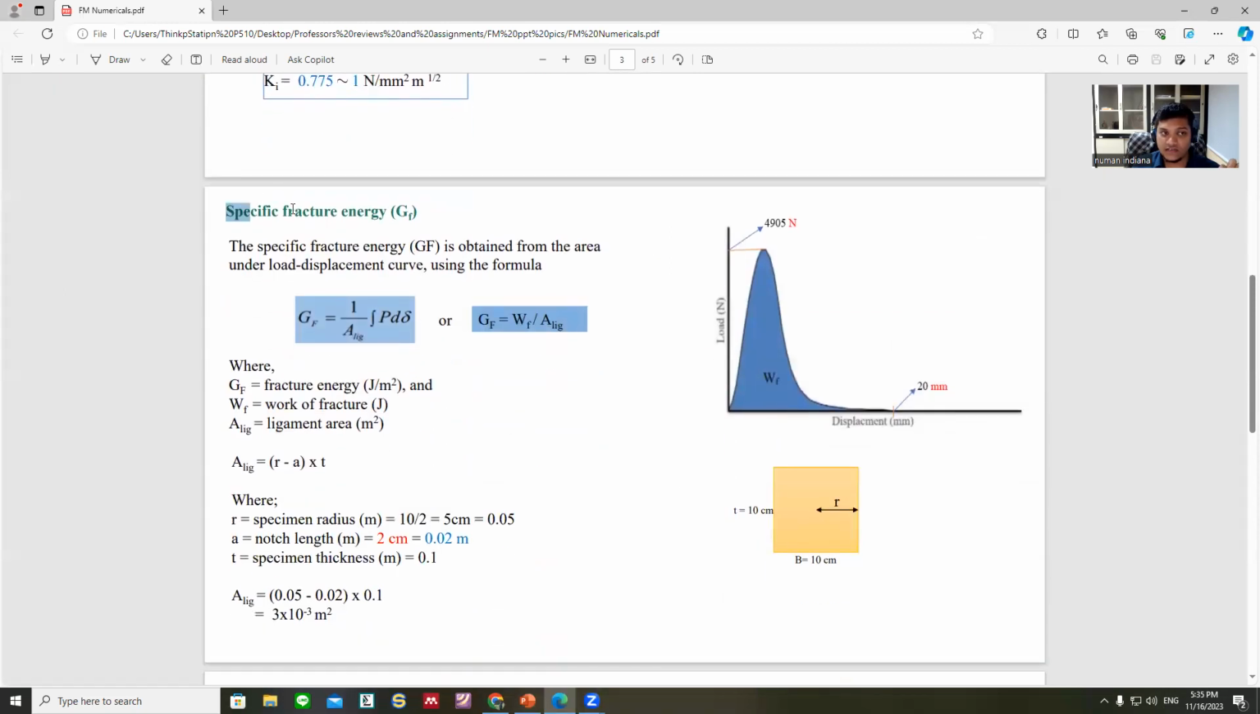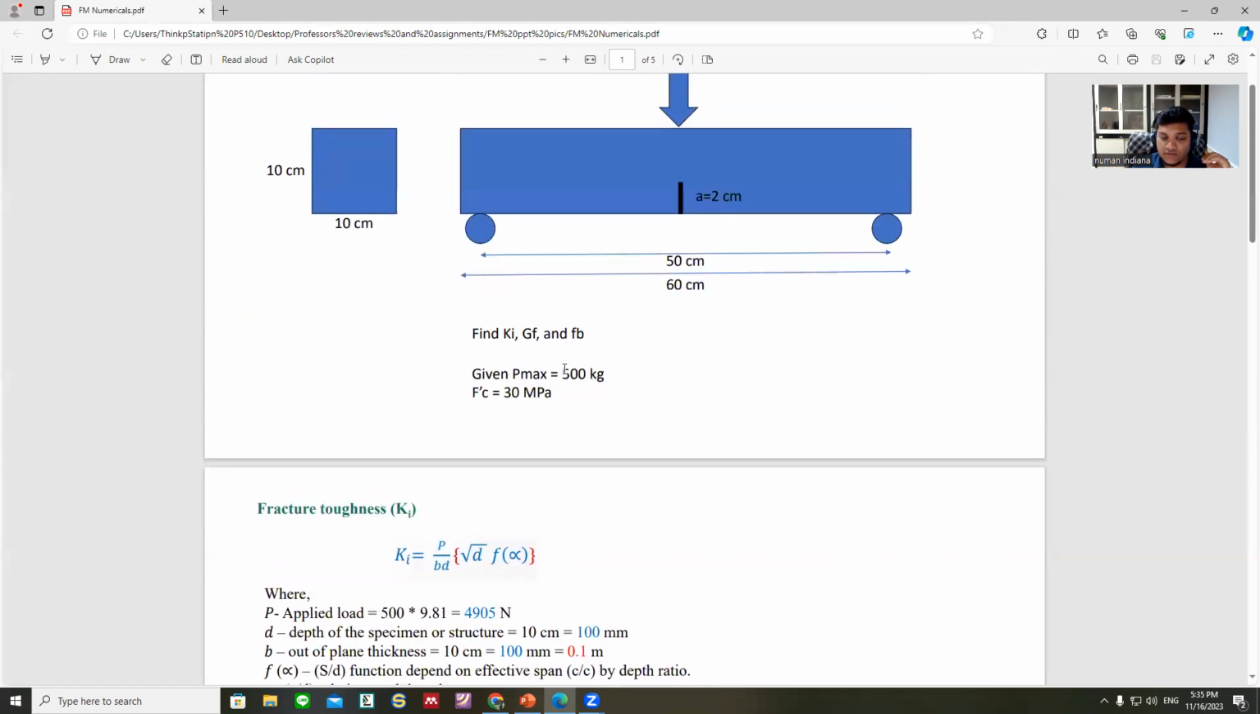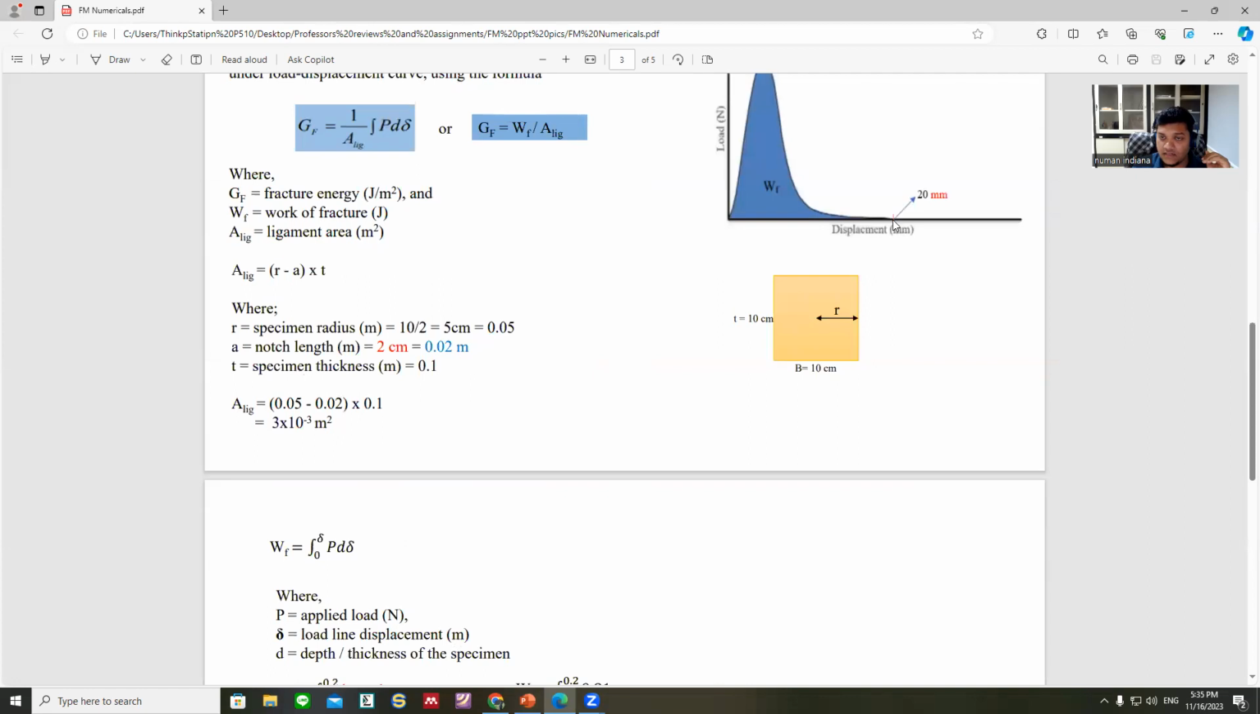So the second calculation is the specific energy, the maximum energy required to develop the crack. It depends on the load displacement curve. As the load increases, the crack forms, and at some point the load tries to decrease, coming to some displacement. Then the maximum force we consider is 4905, and the displacement, you just consider 20 mm as an example.